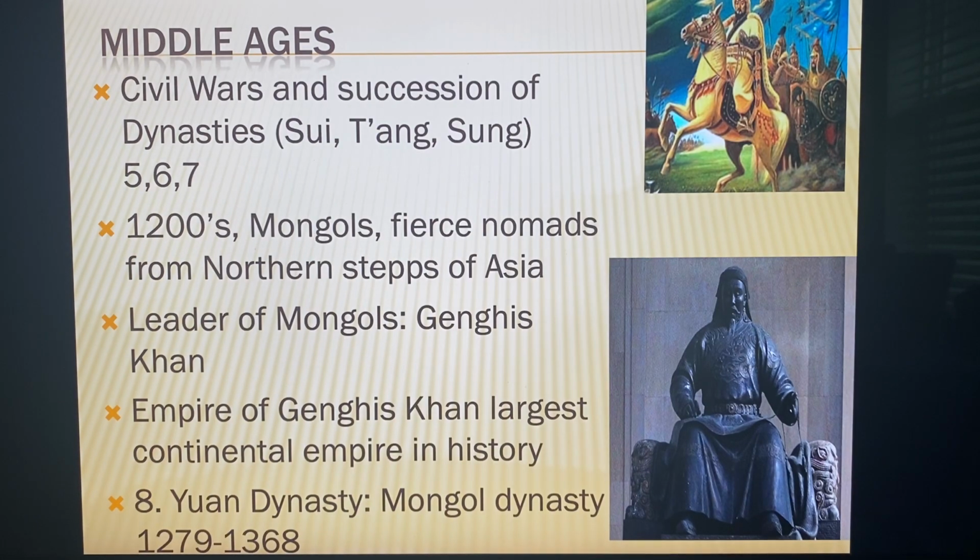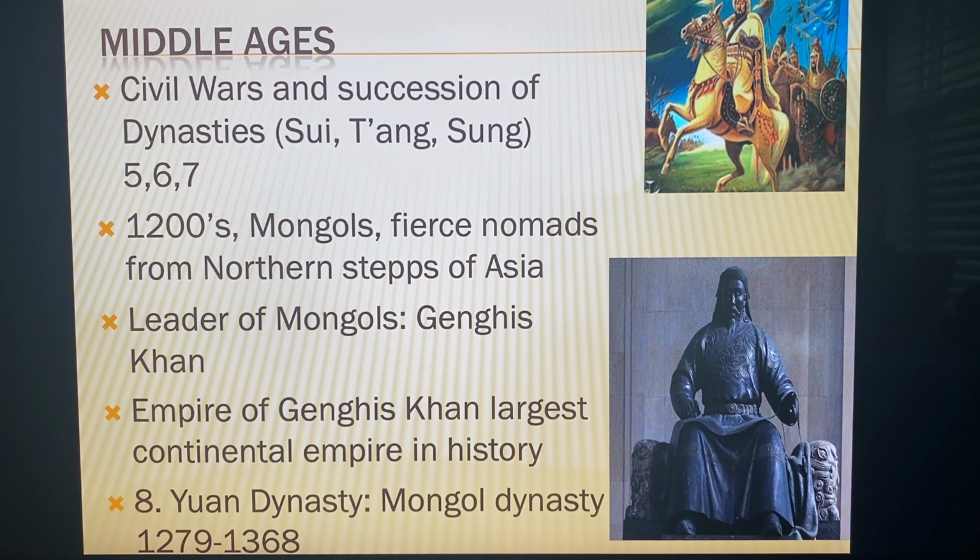The Middle Ages brought civil wars and the succession of dynasties. We had the Sui, the Tang, and the Sung dynasties, 5, 6, and 7. So it was pretty confusing times, until we got to the 1200s. What happened in the 1200s is the Mongols, these fierce nomads from the northern steppes of Asia, came in. The leader of the Mongols was Genghis Khan, and he conquered almost every country around. The empire of Genghis Khan was the largest continental empire ever in history.